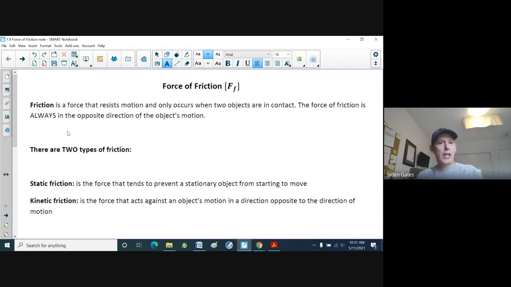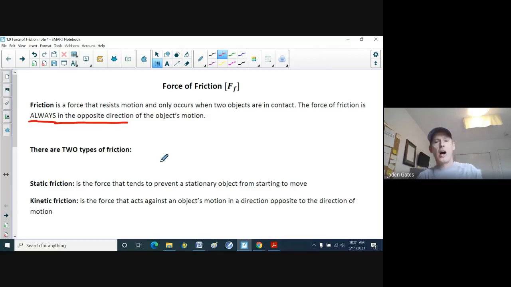Friction is a force that resists motion and only occurs when two objects are in contact. I'm going to elaborate on that a little bit. Now, here's the key, and somebody mentioned this last class, is that the force of friction is always in the opposite direction of an object's motion. So it never helps you out, friction, in terms of moving something. It's always working against you.